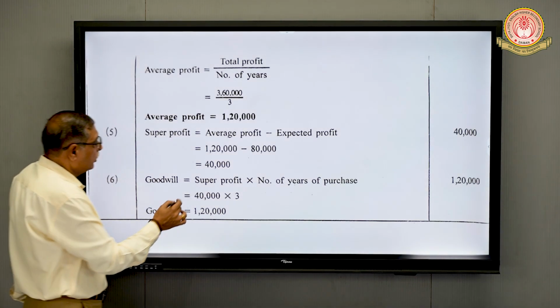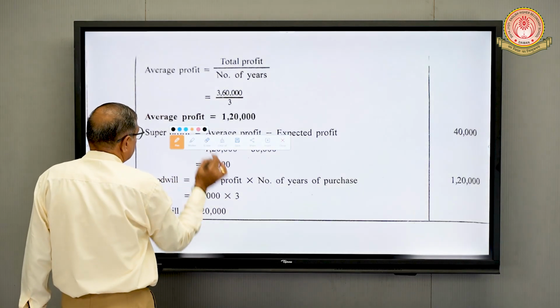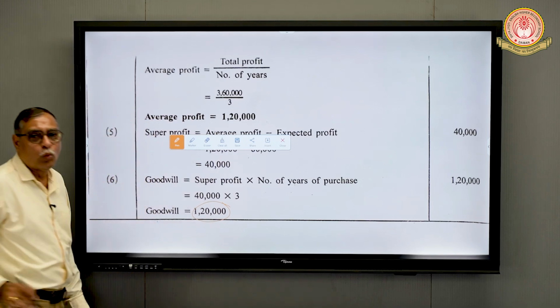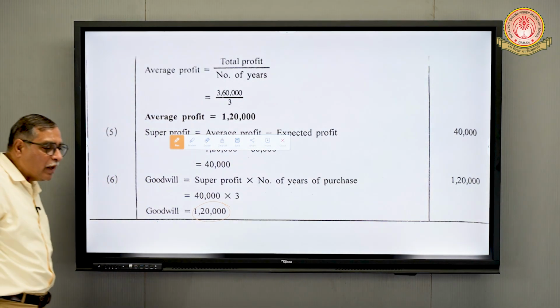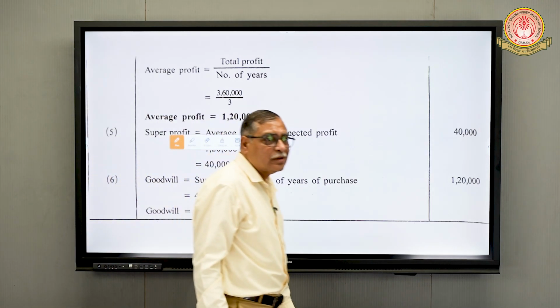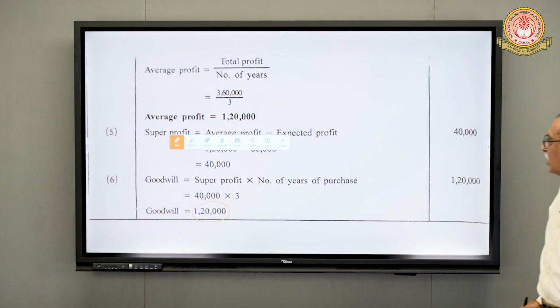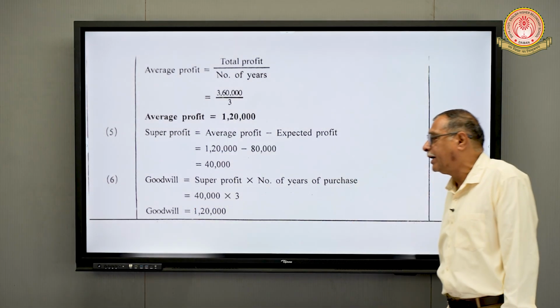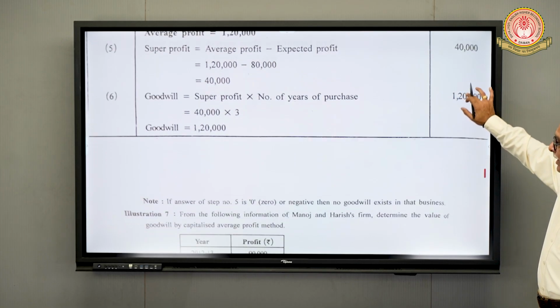Goodwill is valued at 3 years purchase. So this is the goodwill amount, 1,20,000, the value of goodwill of the firm at 3 years purchase. That's the way we can calculate the goodwill, right? Is it clear? Yes. Then we can see the next method.